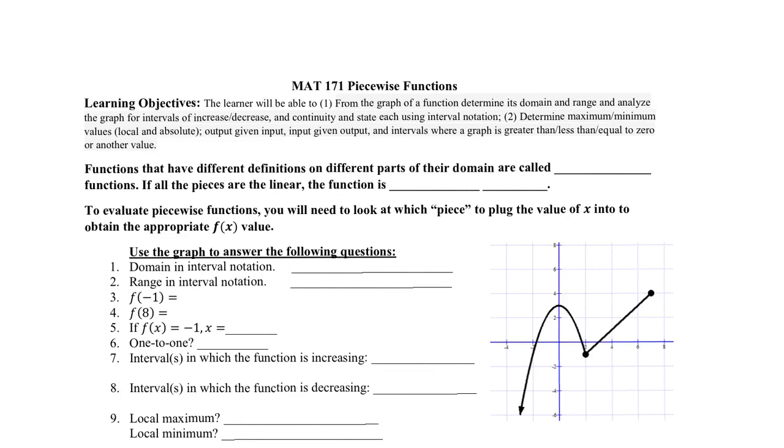Okay, so today we're going to talk about piecewise functions. Piecewise functions are functions that are made up of different pieces of graphs, so different types of functions that are combined together in a single graph to create one piecewise function. Functions that have different definitions on different parts of their domain are called piecewise.